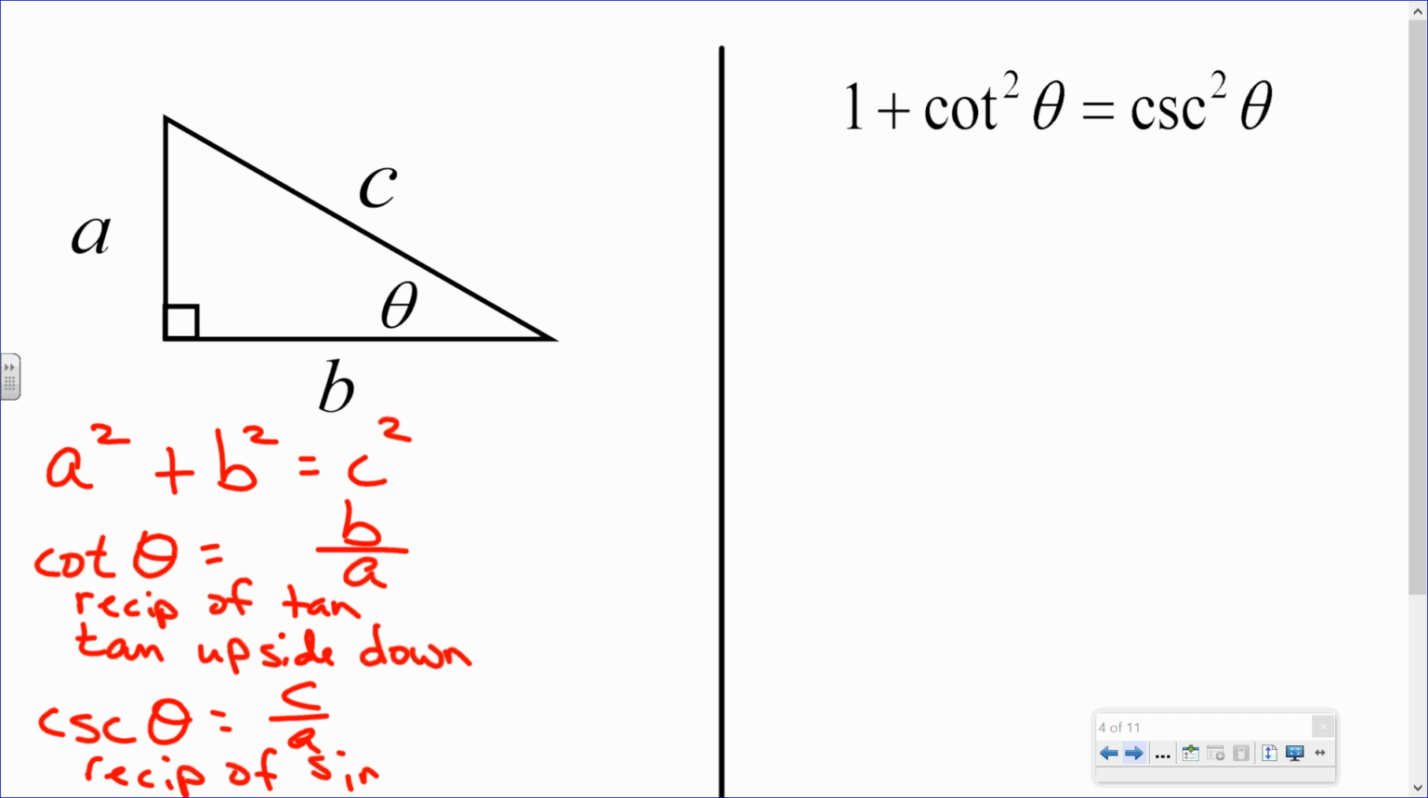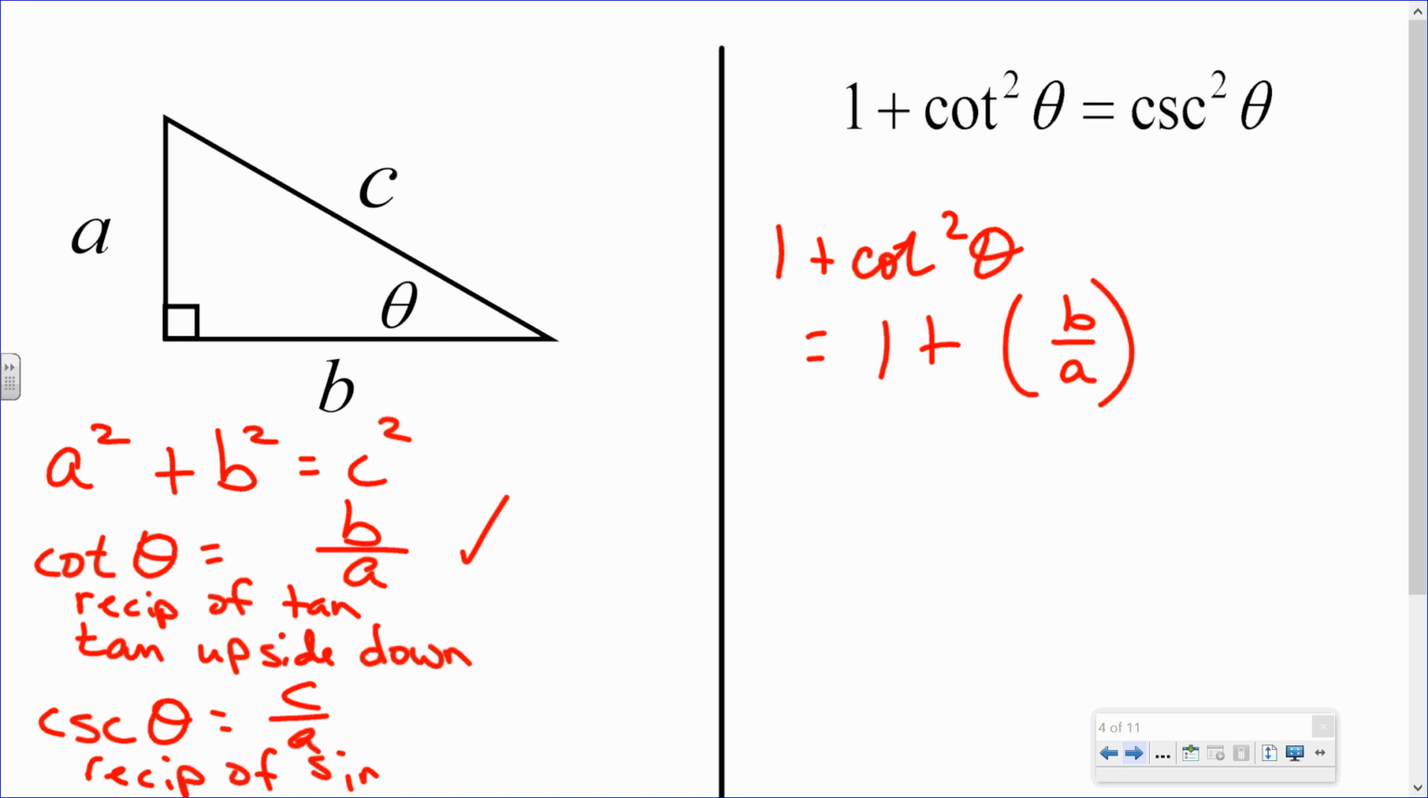Just like before, we'll start with the longer side, and then we'll start substituting. 1 plus cotangent squared of theta equals 1 plus cotangent is b over a. So I'm going to have b over a times b over a, which means I have 1 plus b squared over a squared. Got a fraction. Billy, I want to add that fraction, so what do I need to have? What? I've got a fraction. I'm trying to add. What do I have to do?